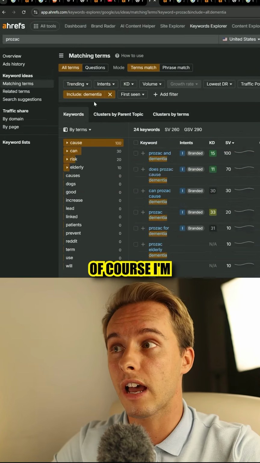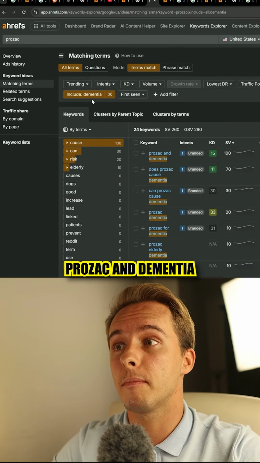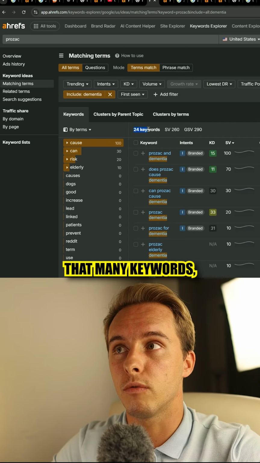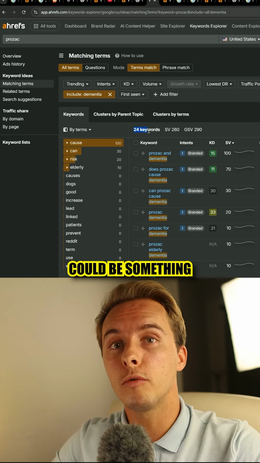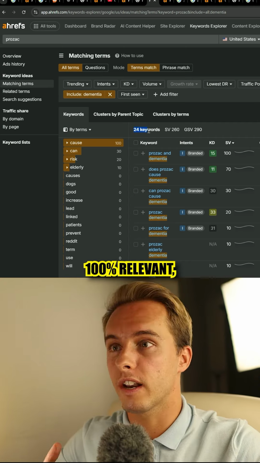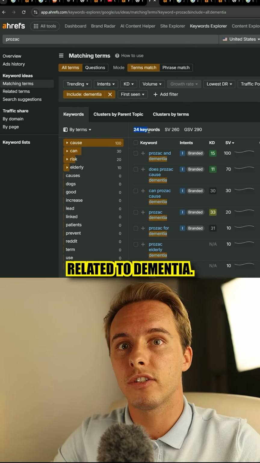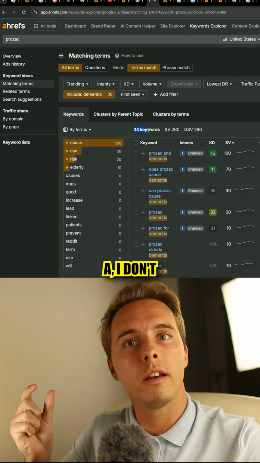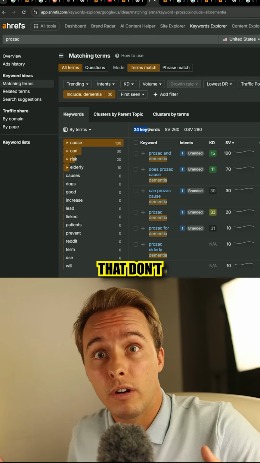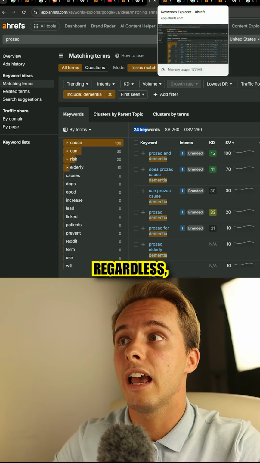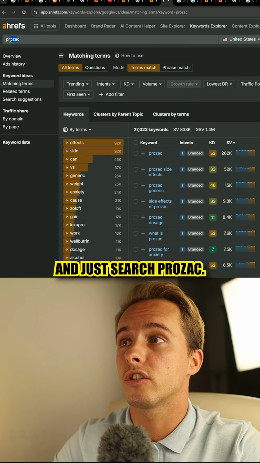Not only that, of course, I'm forcing here Prozac and dementia in the same sentence, and there's not that many keywords. But Prozac itself could be something that's relevant to my client, either 100% relevant, meaning Prozac as a language entity is something related to dementia, or maybe Prozac could be a medicine that helps people that don't have dementia or that they have dementia. Regardless, we can actually also go and just search Prozac.